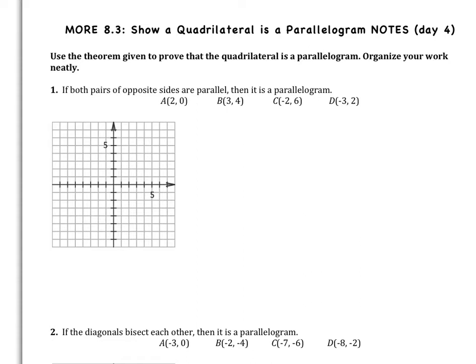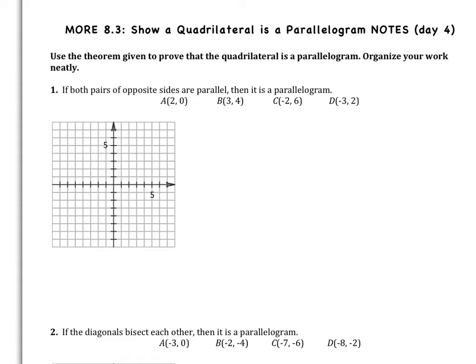Remember that there's 6 properties in total. Opposite sides are parallel. We're going to cover that one. Opposite sides are congruent. We're also going to cover that one. Opposite angles are congruent. We're not going to cover that property today. Consecutive angles are supplementary. Again, another important property, but we're not going to cover it in this video. Diagonals bisect each other, and then one pair of sides is both congruent and parallel, and that will also be covered.